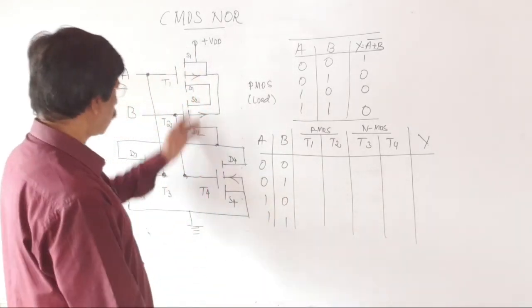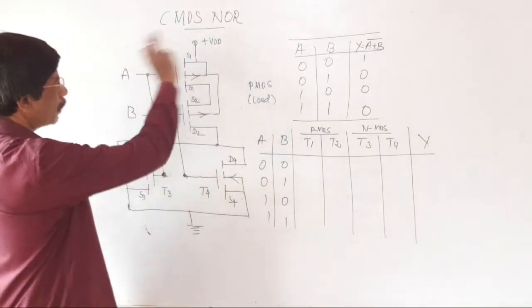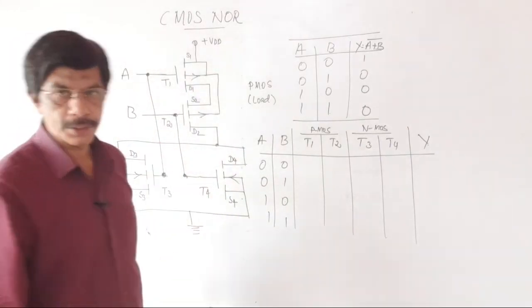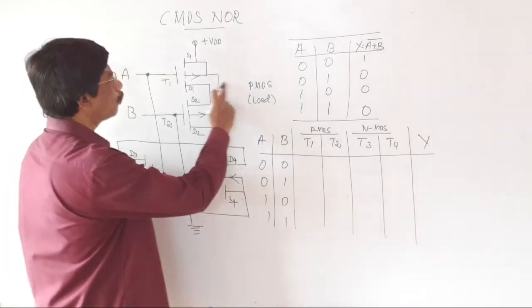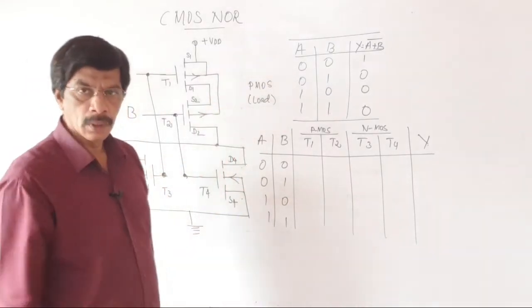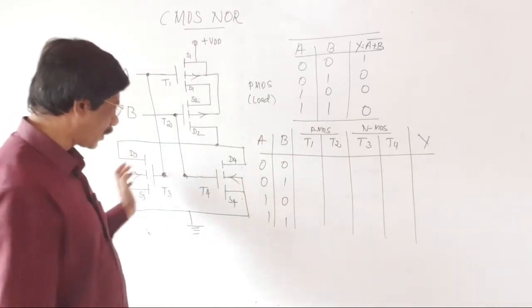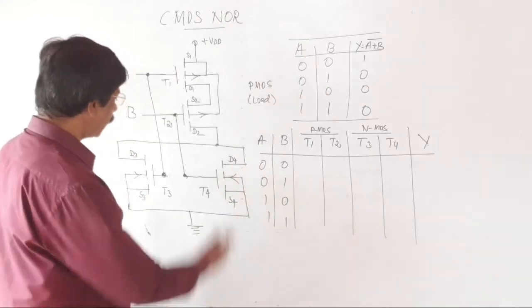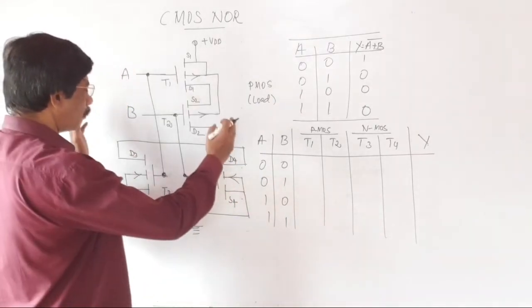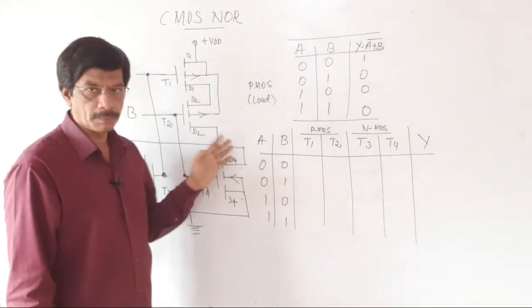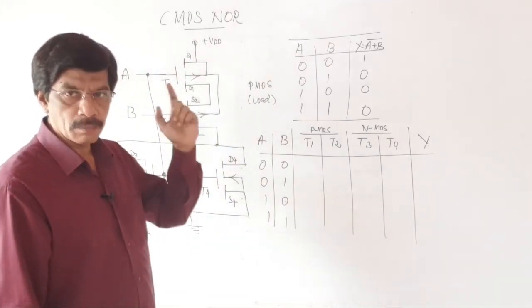Okay, come to this circuit. This CMOS NOR gate consists of 4 transistors, namely 2 PMOS transistors. These 2 PMOS transistors are acting as a load, and the lower 2 NMOS transistors are acting as driver transistors. The driver transistors are in parallel form, the load transistors are in serial form. This is quite opposite to the CMOS NAND gate.